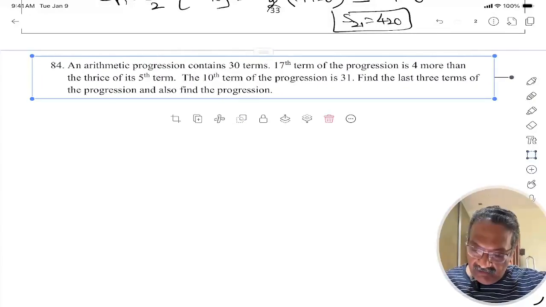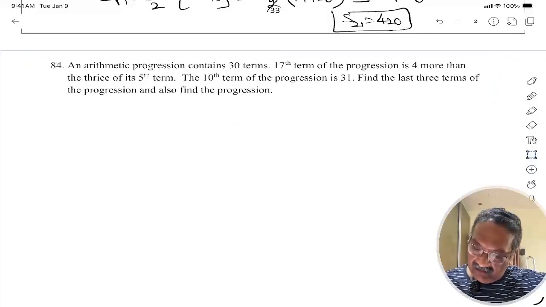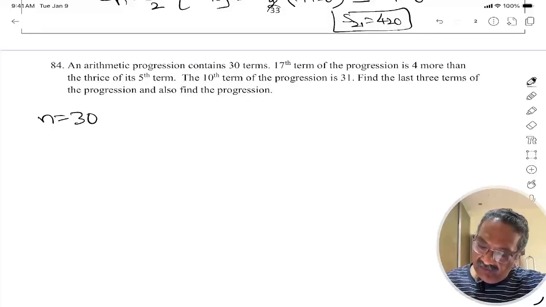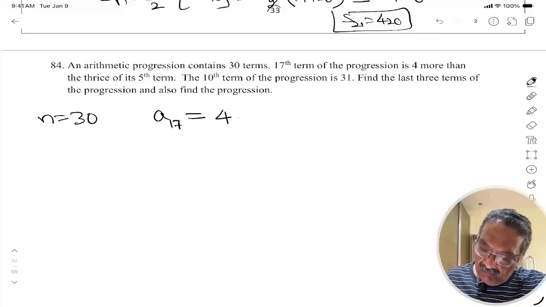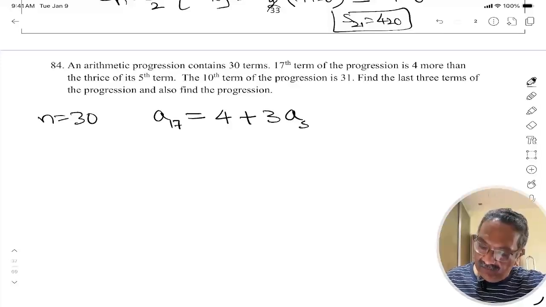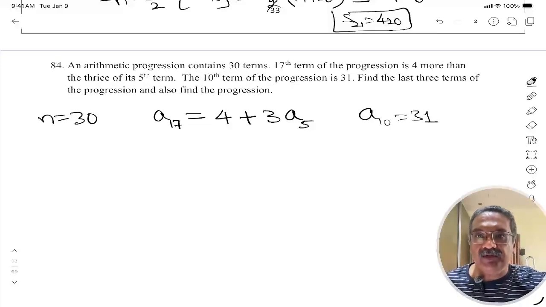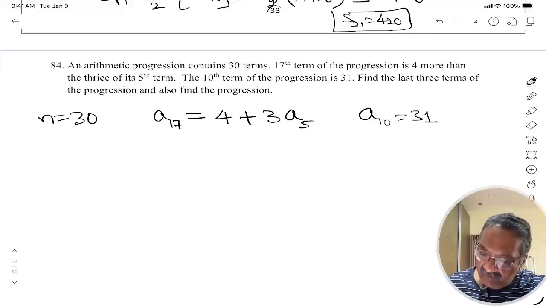Okay, we have got the 84th question. An AP contains 30 terms, so n is equal to 30. The 17th term of the progression is 4 more than thrice its 5th term. This is one equation. The 10th term of the progression is 31, so A10 is 31. Find the last 3 terms and also find the progression.